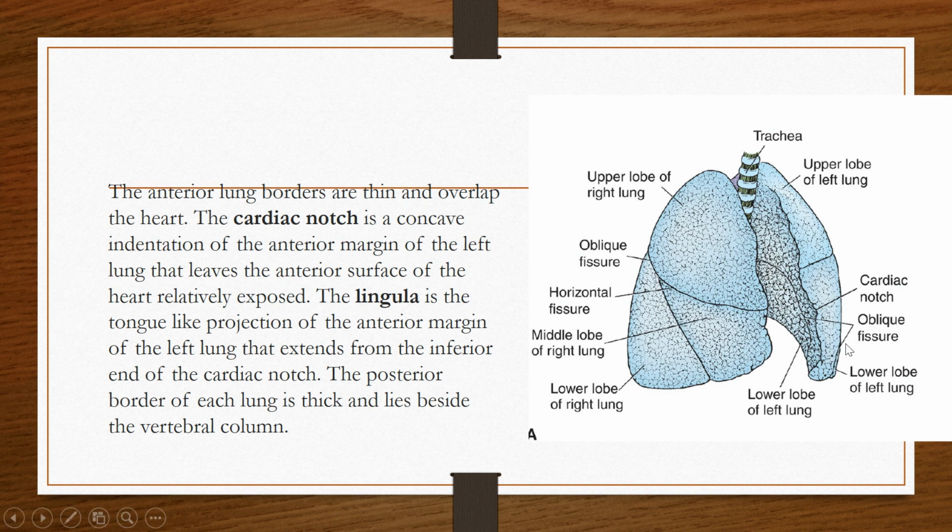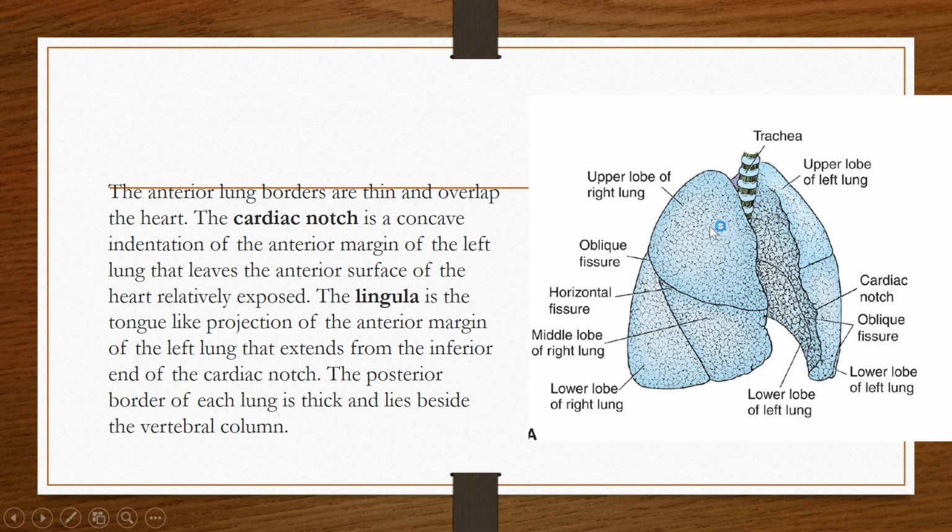Now see here, this is a projection which is coming from the anterior border of the left lung. This projection is called the lingula. Lingula is a word which comes from the word tongue. So lingula is the tongue-like projection of the anterior margin of the left lung that extends from the inferior end of the cardiac notch. The posterior border of each lung is thick and lies beside the vertebral column.